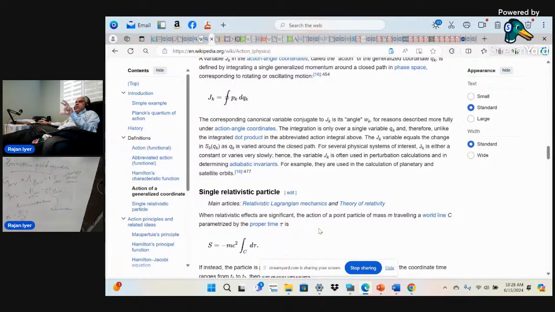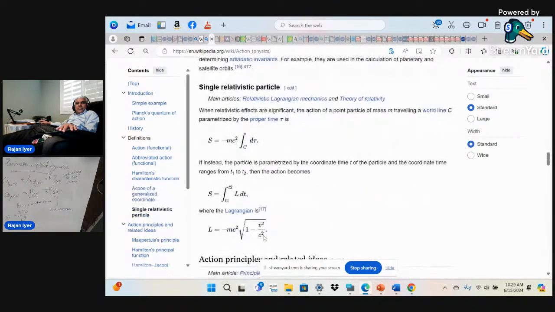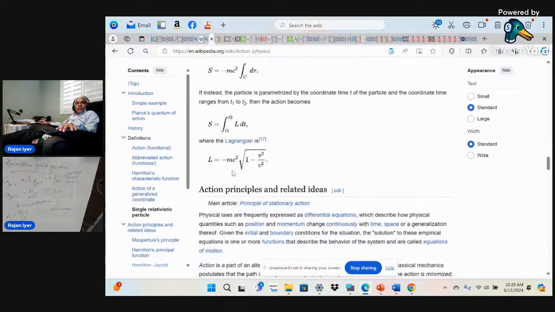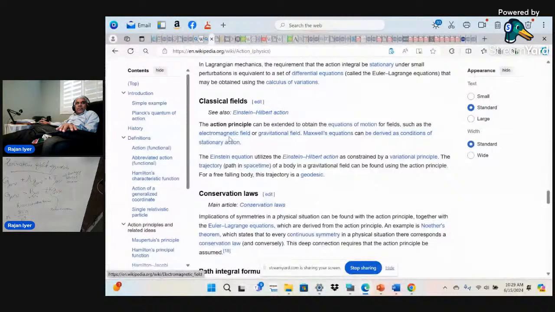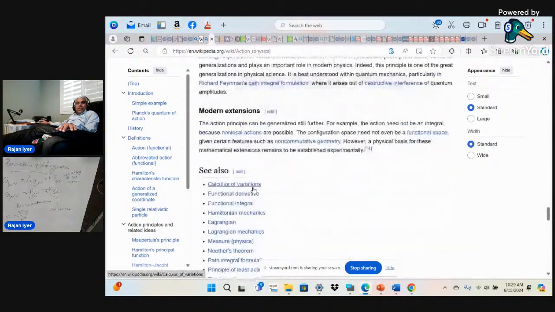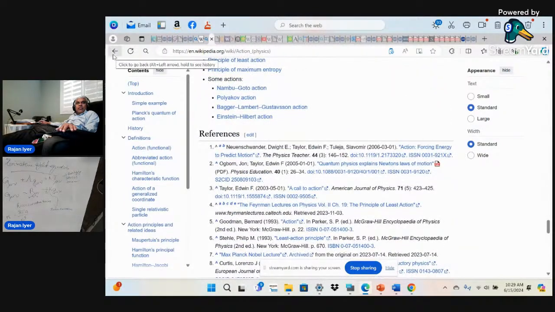Action can be converted to a field, like a Maxwell field, right? Electromagnetic field, things like that, can be connected to action through the gauge equation, the gauge field. So let me see whether there's a connection here. Let's put in gauge field and the action. Let's see whether they have it here. So classical fields to obtain the equation of motion. The electromagnetic field is connected with the action, the gravitational field. So let's see how they're deriving it. Maybe we need another one.